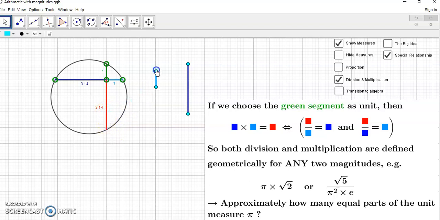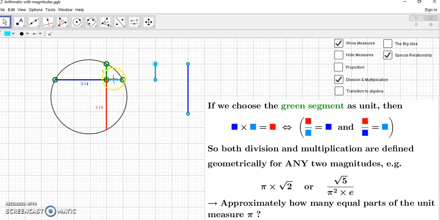Okay, it happens to be an equal part of the unit that will fit exactly into the red line. And so how many equal parts of the unit do you think measure pi? It doesn't have to be one unit. It can be any chosen unit you like. Well, it actually happens to be just over 7, by the way.